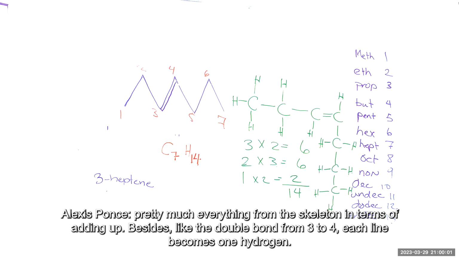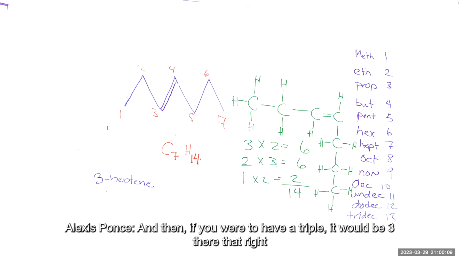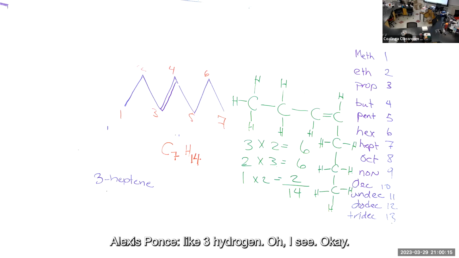Besides adding up, like the double bond from 3 to 4, each line becomes 1 hydrogen. Yes. And then if you were to have a triple, it would be 3 hydrogens there, is that right? We would not have 3 hydrogens. If we had a triple there, we would not have any hydrogens.